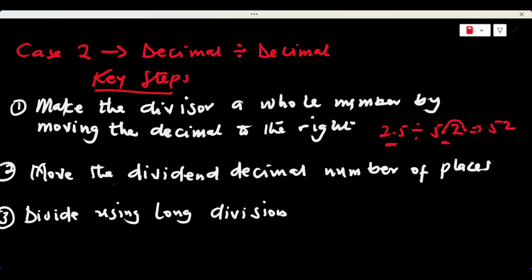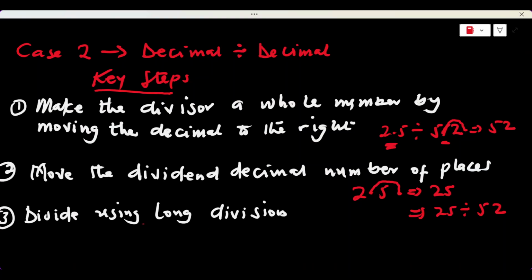And then the second is move the dividend decimal the same number of places as you moved what? The divisor. So here the dividend is 2.5. Since you move this place 1 to the right, you have to do the same to this place as well. So 2.5, you move it 1 time to the right, giving you what? 25. So the whole division problem will now be 25 divided by what? 52. I hope that is clear.